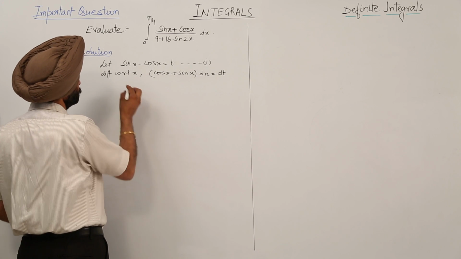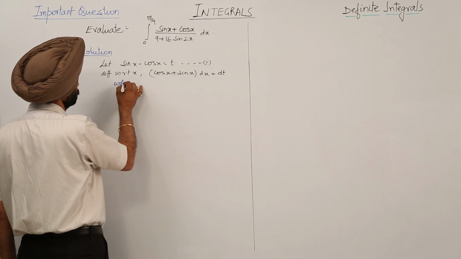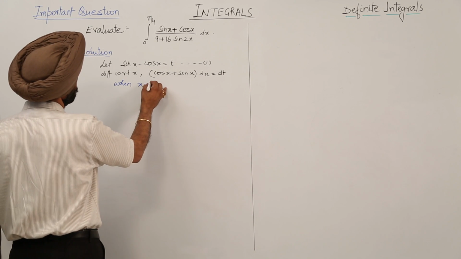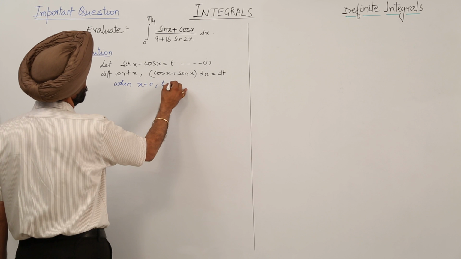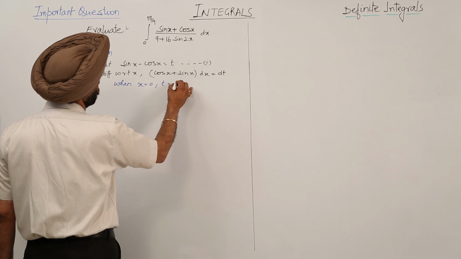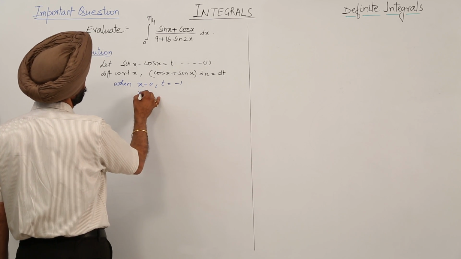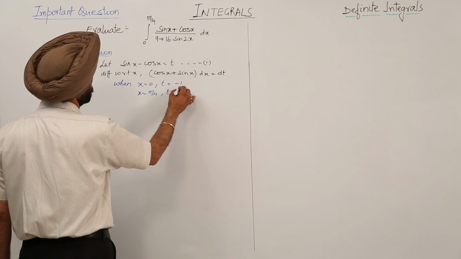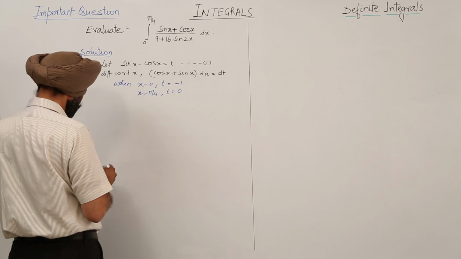Changing the limits, when x is equal to 0, t is equal to minus 1, and when x is equal to pi by 4, then t is equal to 0.